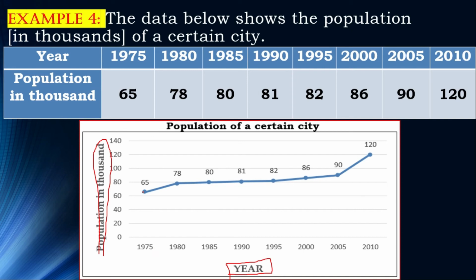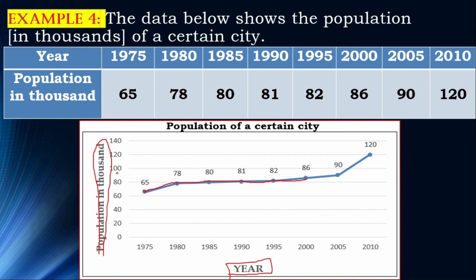yung population. Okay, so gitna siya ng, or lagpas siya mismo ng 60. Mas malapit siya sa 60 kaysa sa 80. Ayan, naka-indicate yan, 65. Ayan, at nung 1980, meron tayong 78,000. Ayan, pagdudugtungin ninyo lang yan, 78. Then, nung 1985, 80,000. Ayan. At nung 1990, nag-move sa 81,000. At nung 1995, naging 82,000. At nung 2000, naging 86,000.